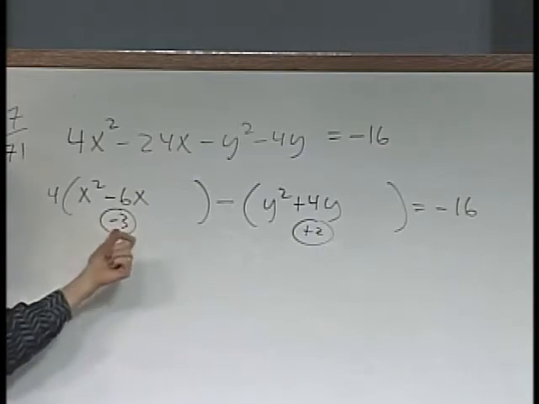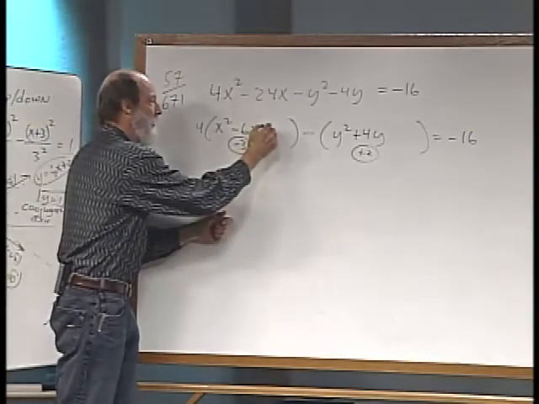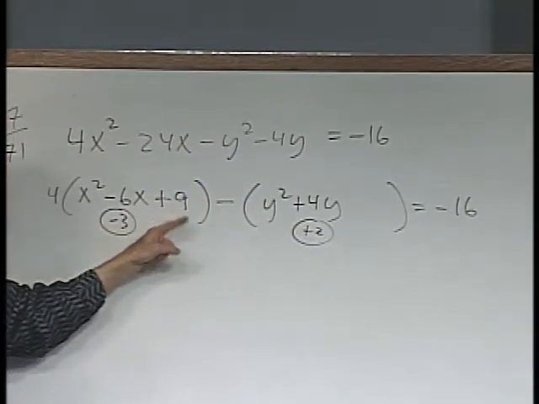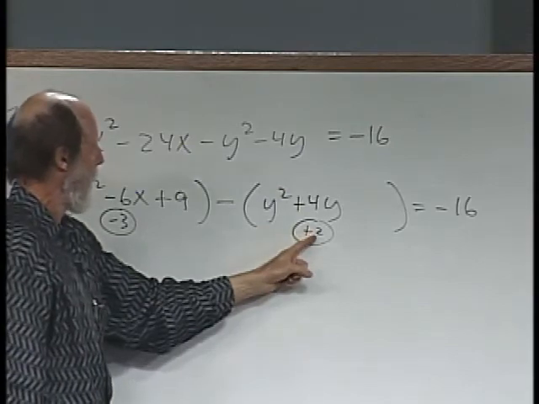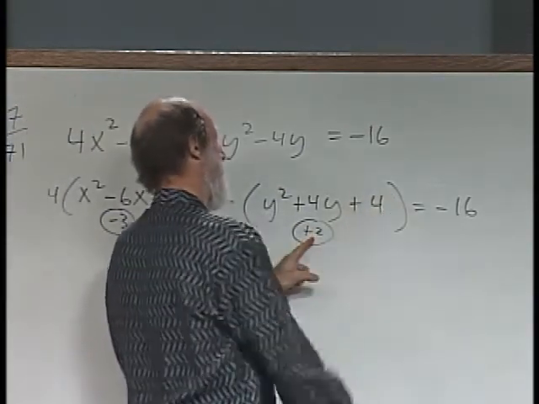Now you have something you can look at so you don't mess up the arithmetic. Square the negative 3, positive 9. Square this and stick it in right here. At the same time, come over here. Positive 2, square it and tuck it in right here.